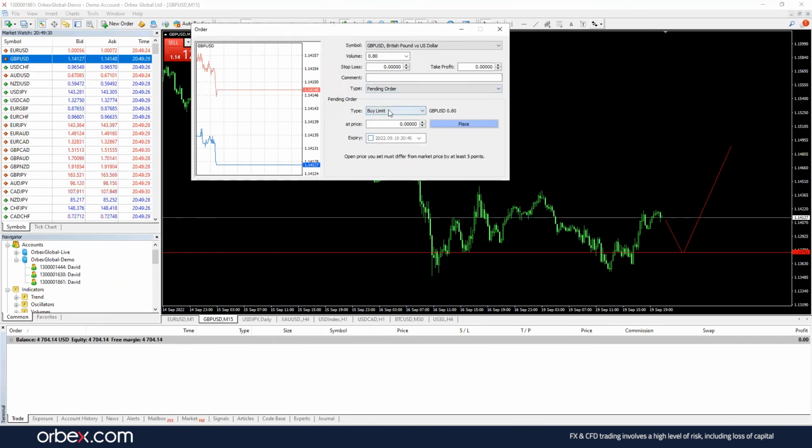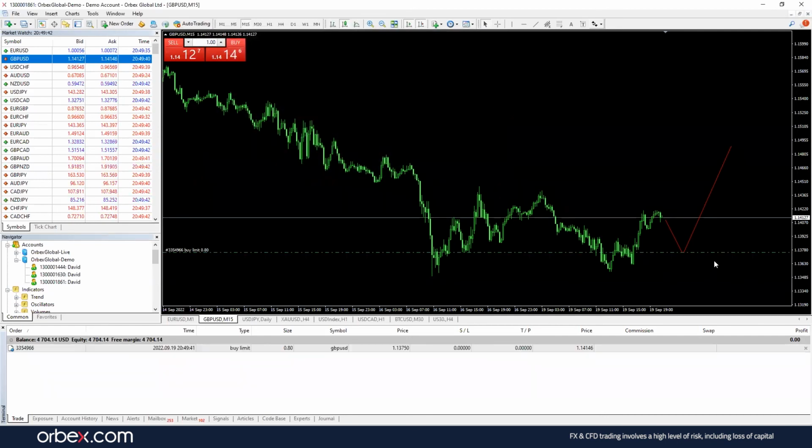So let's just see what that means. Pending order, buy limit, and I want it at 1.1375. Let's just get rid of this, it's easy to see. So 1.1375. Now I've placed my buy limit under the market line, but I am expecting it to get to a certain point, my order will be open, and then I'll start moving higher. So that's the whole point of a buy limit.